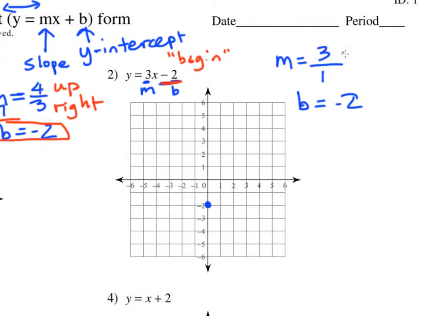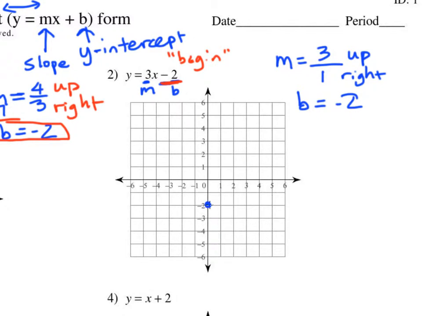Let's think about what that means. Remember, slope means rise over run, so rise is up and down, and run is left and right. So +3 would be up. +1 is either left or right. Rise over run, it's going to be to the right. So we're going to go up 3, right 1. Up 3, right 1. So watch with me now.